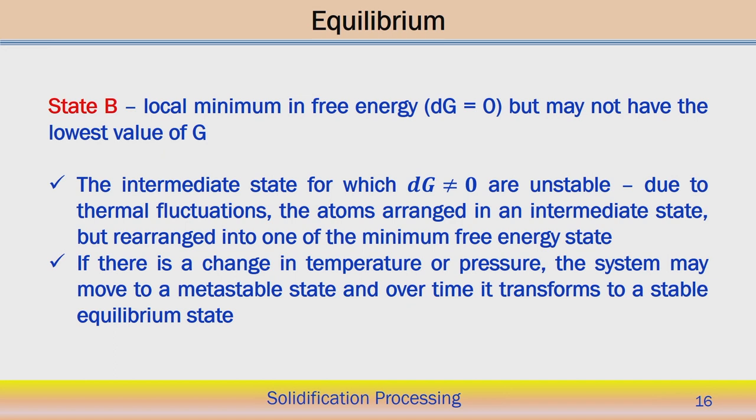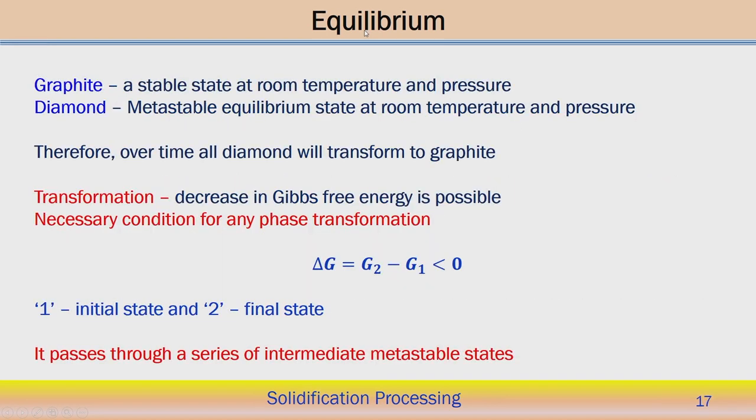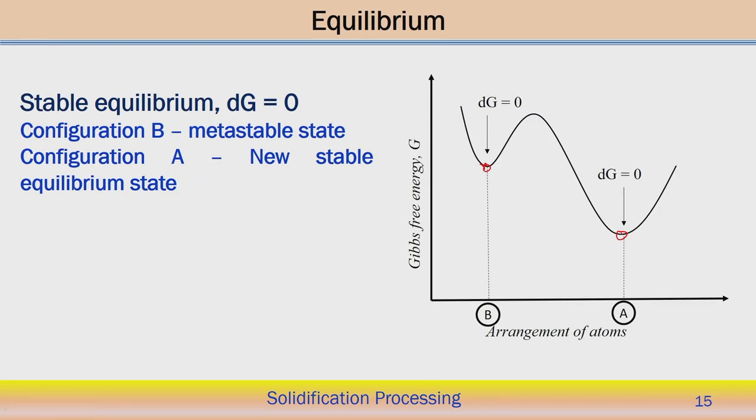Therefore, with a change of temperature or pressure, the system may move from one metastable state to another, or it transforms from one metastable state to another stable, equilibrium state. So we can say that this changing from one metastable state to another equilibrium state can be influenced by temperature and pressure, or by rearrangement of the atoms, following different arrangements of atoms to reach minimization of the Gibbs free energy. There are almost so many local minima associated with the different configurations of the atoms.